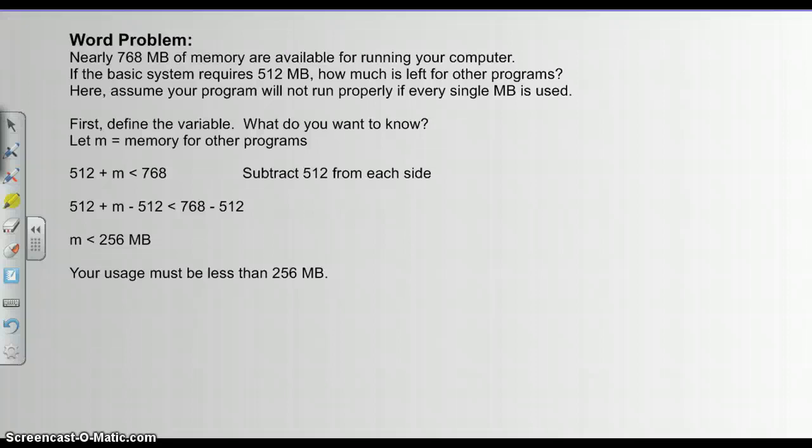To solve this, you'd subtract 512 from each side. So you get 512 plus M minus 512 is less than 768 minus 512. M must be less than 256 megabytes. So your usage has to be less than that for your computer to run correctly. If your usage is over that at all, your computer will not run.